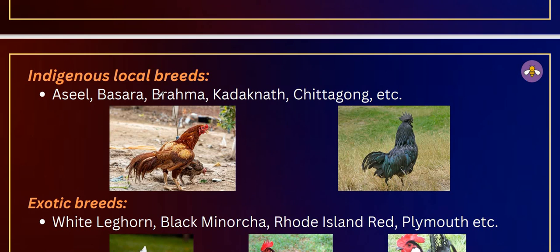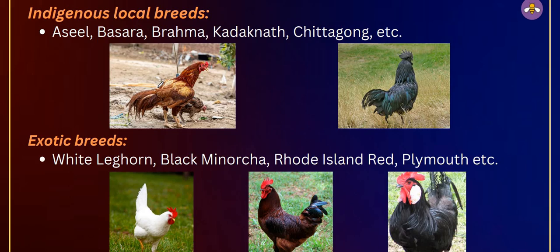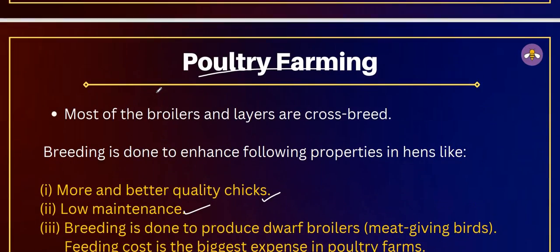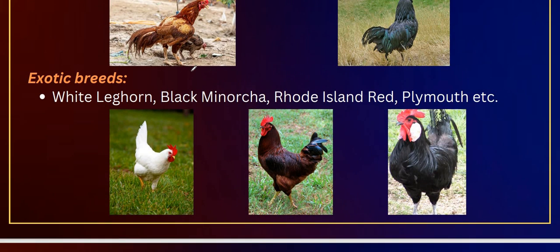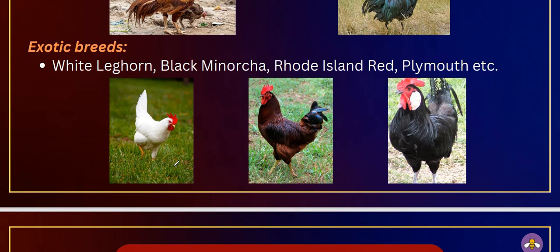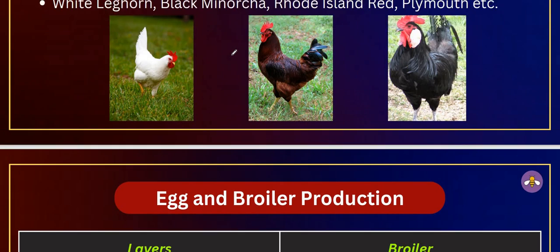Indigenous local breeds of hen or poultry are Asil, Basara, Brahma, Kadaknath, Chittagong. I have heard them for the first time. Exotic breeds are white leghorn, Black Minorca, Rhode Island Red, Plymouth. So these are all exotic.